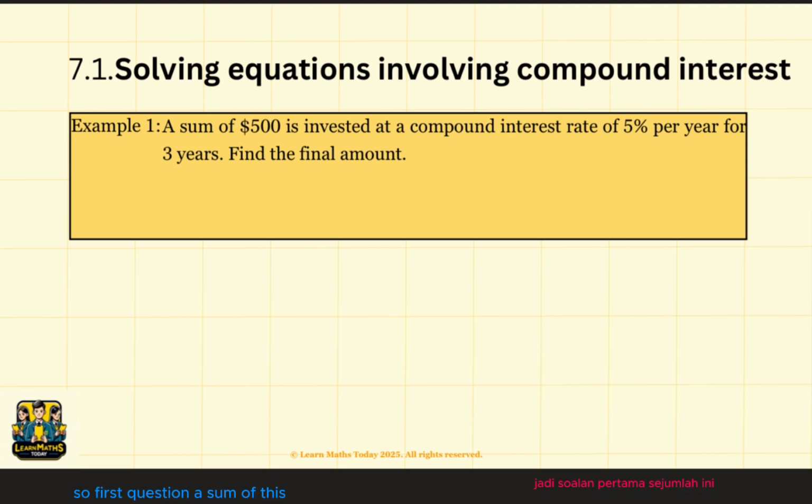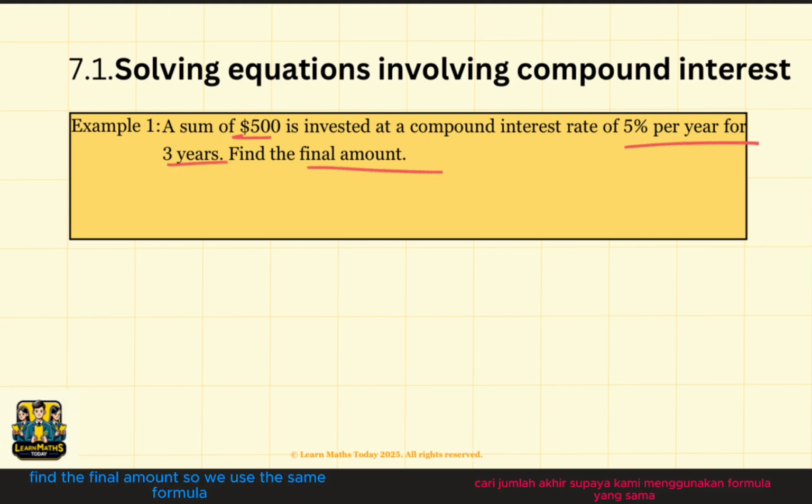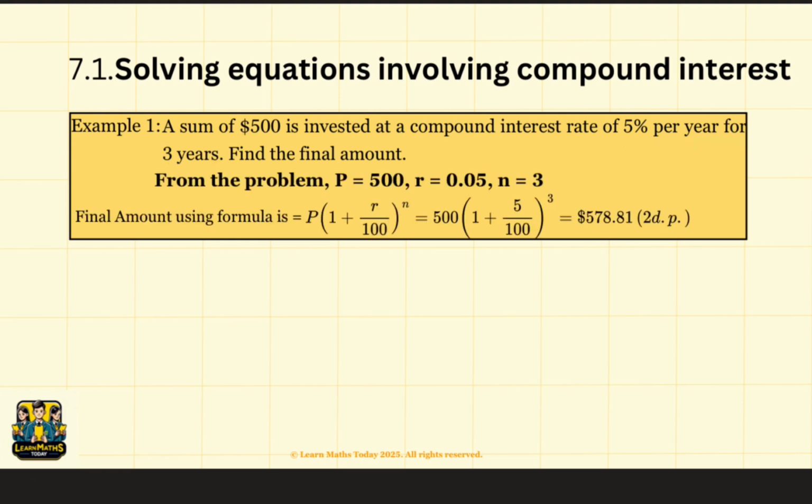So first question: a sum of $500 is invested at compound interest of 5% per year for 3 years. Find the final amount. So we use the same formula, and we find that the final amount is this. You give it to 2dp as money is always in 2dp. And yeah, principal bracket 1 plus R over 100 to the power of N, and it's 3 because they compound it yearly for 3 years.